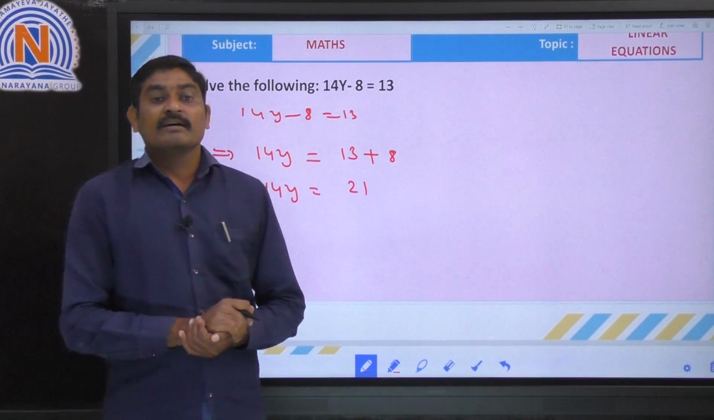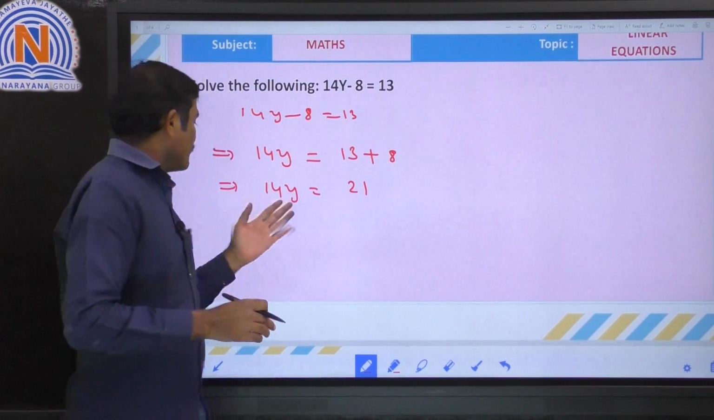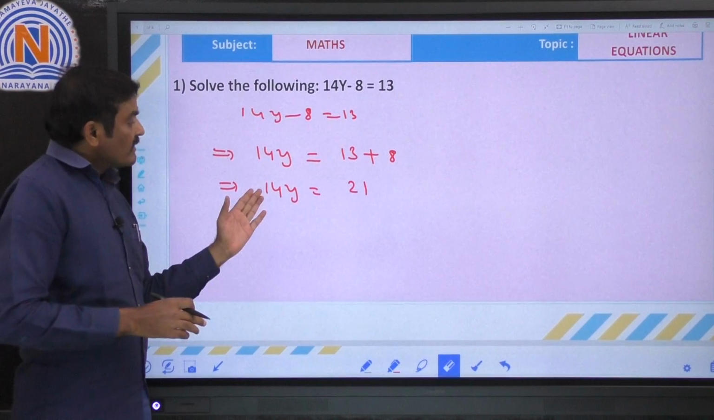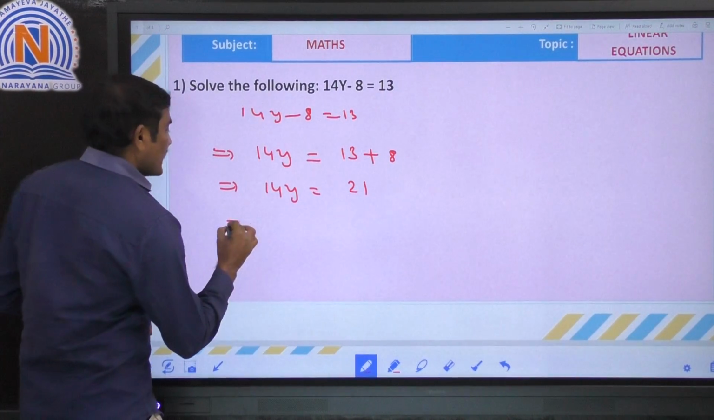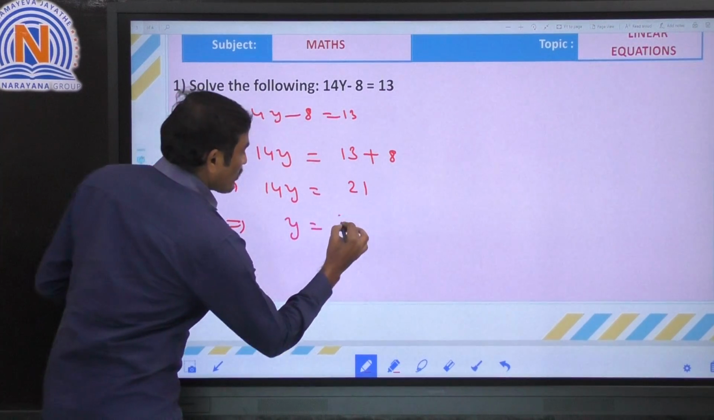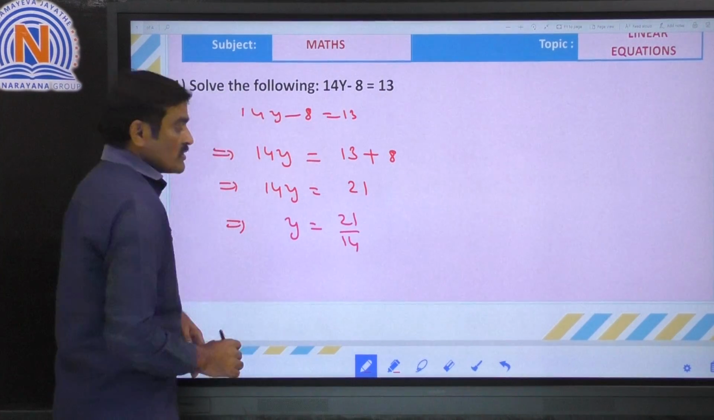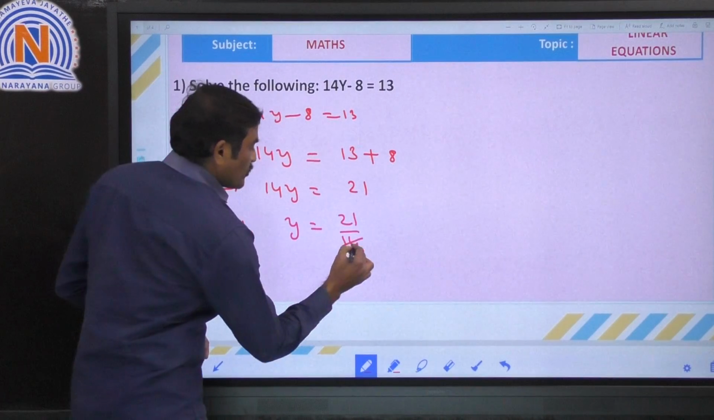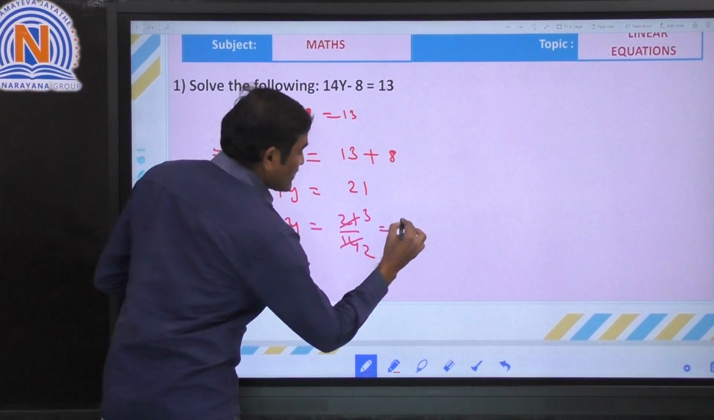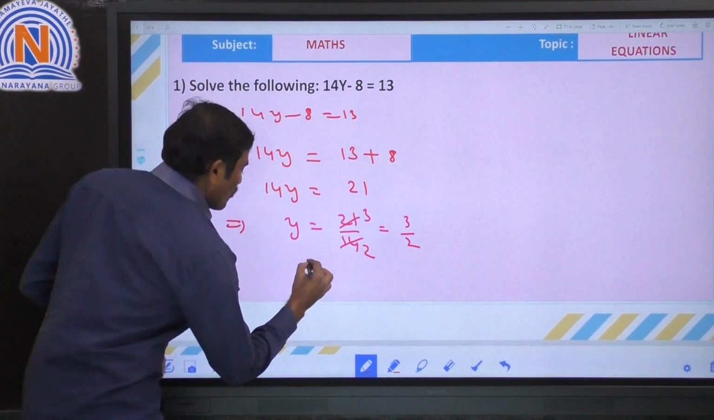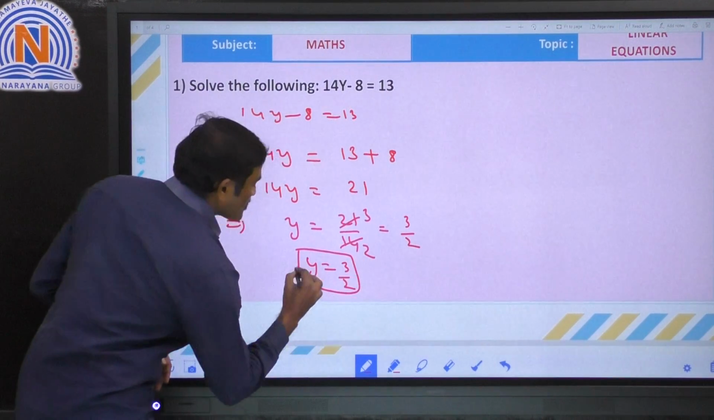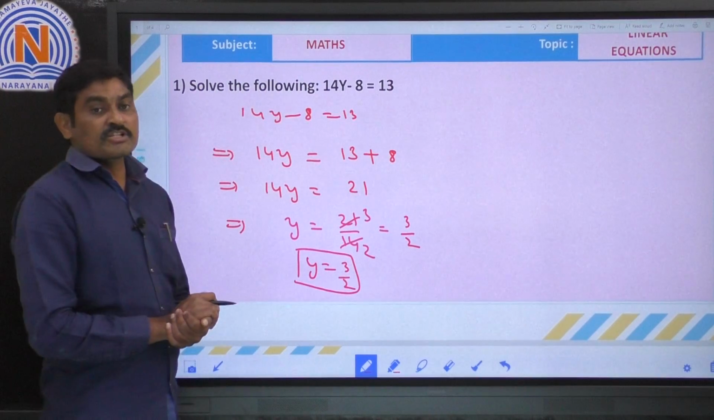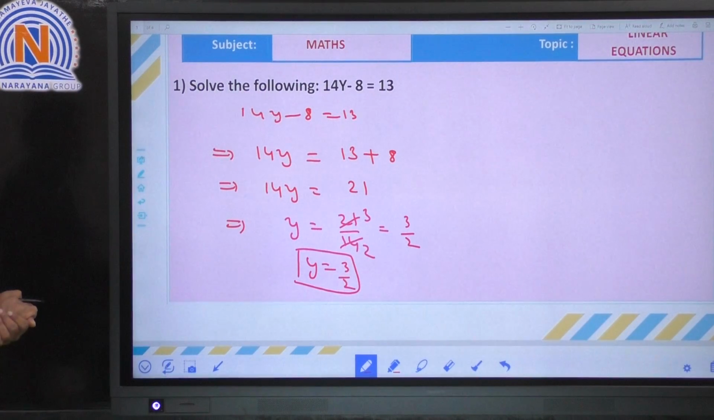Now observe here, 14 is multiplied with y. This 14 will be transformed to the right side and will be divided. So we'll get y is equal to 21 by 14. Let us simplify: 7 2s are 14, 7 3s are 21, so it is 3 by 2. So y is equal to 3 by 2 is our solution. Okay, this is the first sum solution, children.